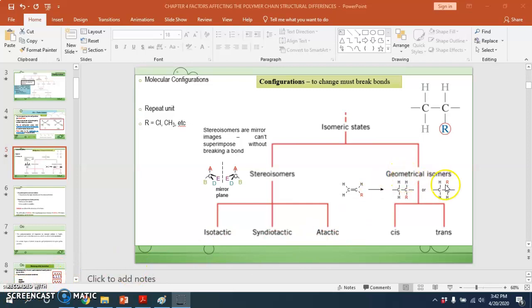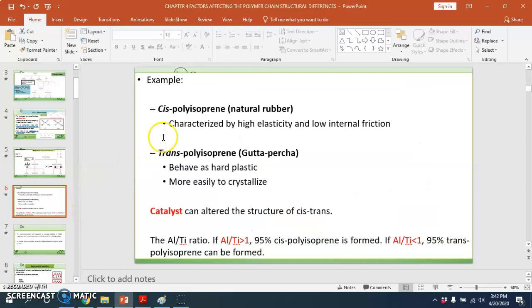Okay, for geometrical isomers, like I explained with the cis or trans forms of polyisoprene. For example, cis-polyisoprene, which is in natural rubber, is characterized by high elasticity and low internal friction. Trans-polyisoprene, also known as gutta-percha, behaves as a hard plastic and crystallizes more easily.